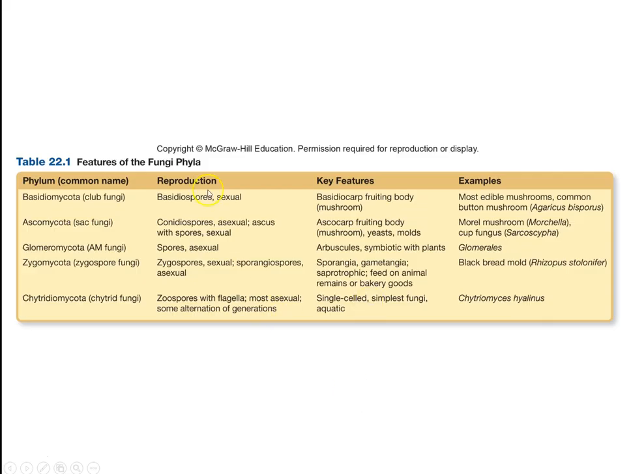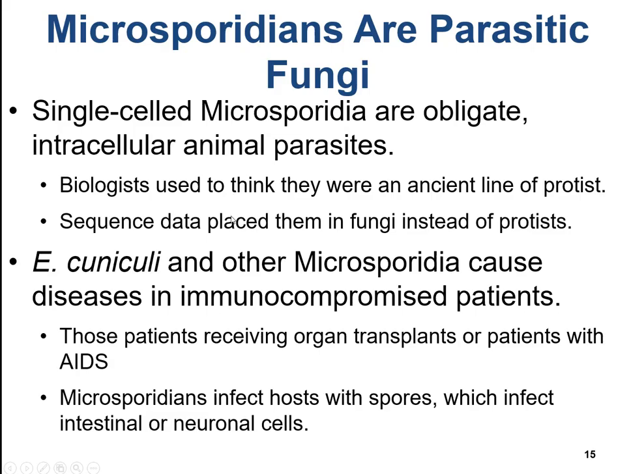So again, here's your table of groups. You don't see microsporidia on here, but these are the five main groups. We'll mention microsporidia in a second. In terms of reproduction, you can see the different names of the different spores, and then key features and some examples. Again, very helpful. Just like that protist table that we had, this is super helpful as well. Obviously you have to study the entire chapter, but please, please study these tables, both from the protist chapter and from this chapter.